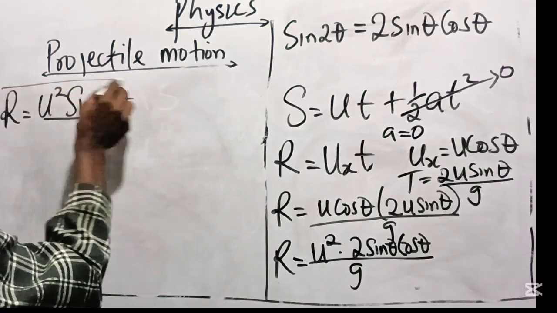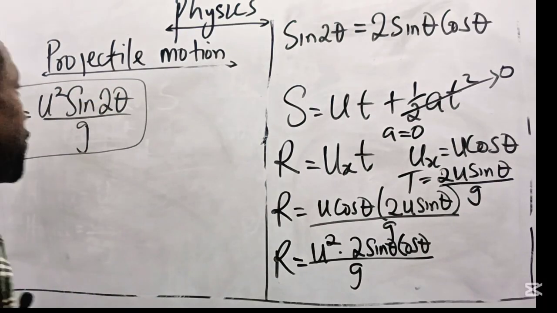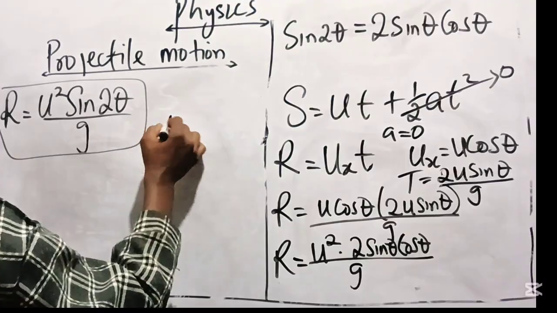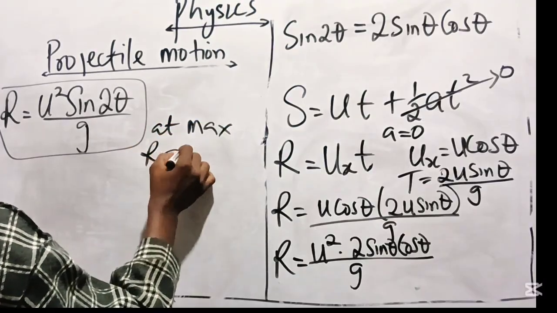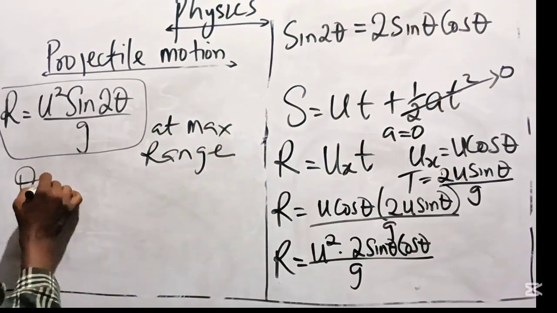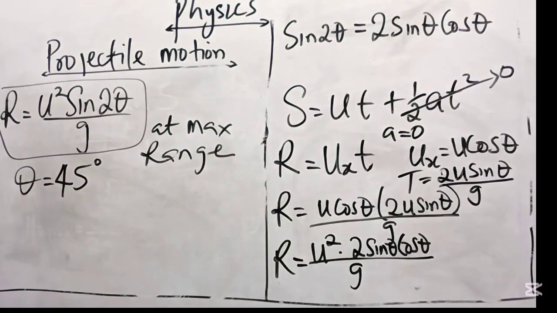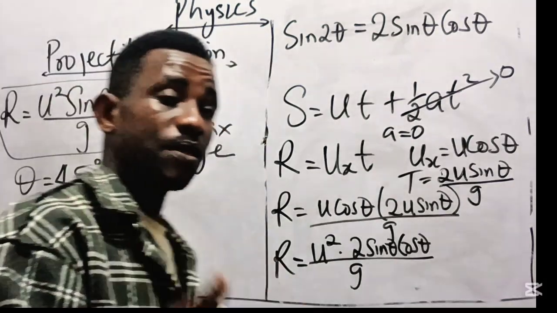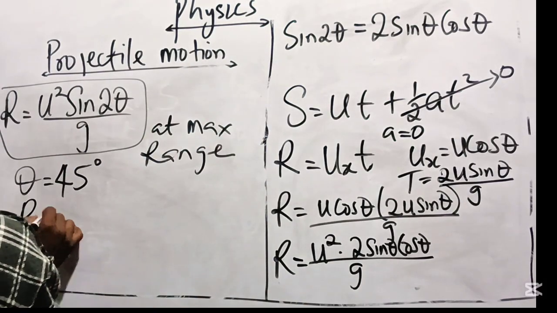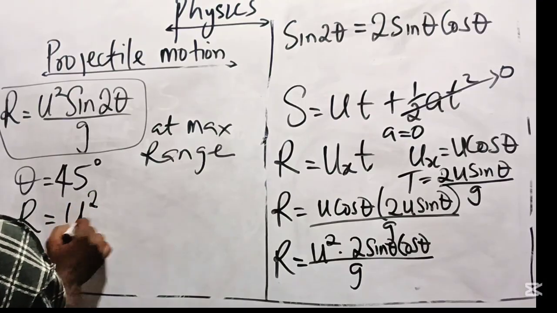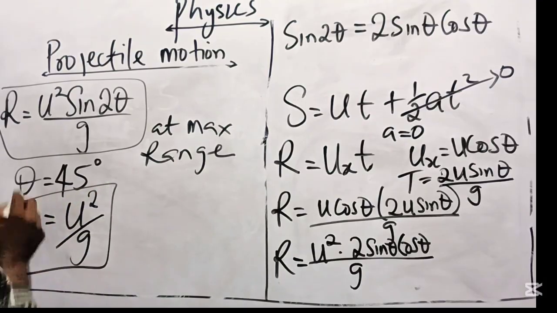So this is our range, the range of projectile motion at maximum range. What happens? At maximum range, theta is equal to 45 degrees. Therefore, R is equal to U squared all over G at maximum range.